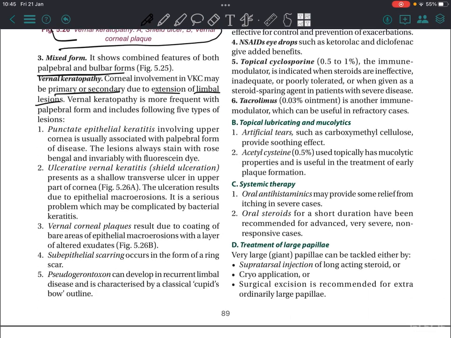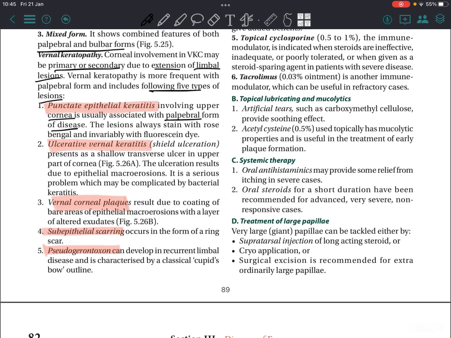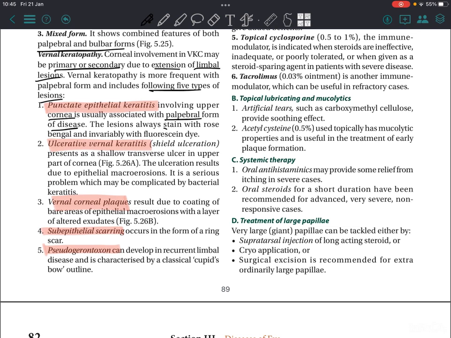Vernal keratopathy is most frequent with the palpebral form and includes the following five types of lesions: punctate epithelial keratitis, ulcerative vernal keratitis, vernal corneal plaques, subepithelial scarring, and pseudogerontoxon. It involves the upper cornea and is usually associated with the palpebral form of the disease. The lesions always stain with rose bengal and invariably with fluorescein dye.